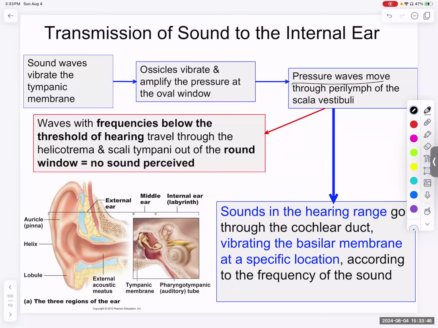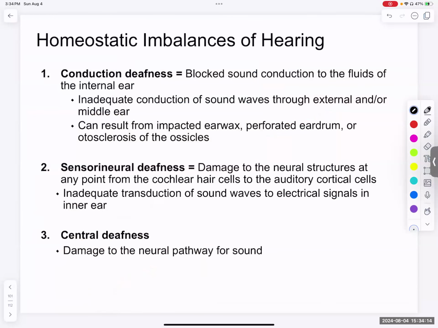Again, this is waves being created in the perilymph of the scala vestibuli. Waves with frequencies below threshold of hearing, that is, we don't have the hearing receptors for that particular pitch, that energy goes all the way to the helicotrema and then out the back and out the round window. If it is in our range, then it's going to go like we just went through. Again, in our sensory lab, we are going to look at tuning forks and hearing sensory.